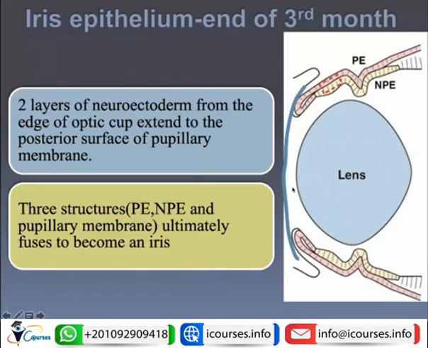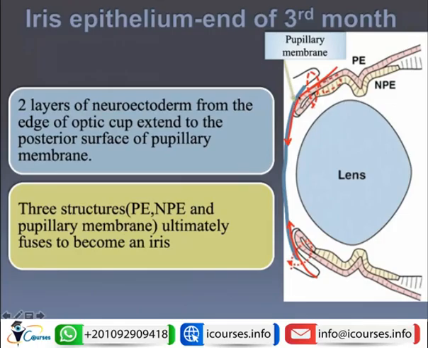So if we have here, this is the pupillary membrane. Once it is formed, the distal part of the neuroectoderm will be extending behind, as you can see here, to form the developing iris. And this structure will fuse, so the pigmented layer and the non-pigmented layer and the pupillary membrane, all these structures after extension will form the iris.